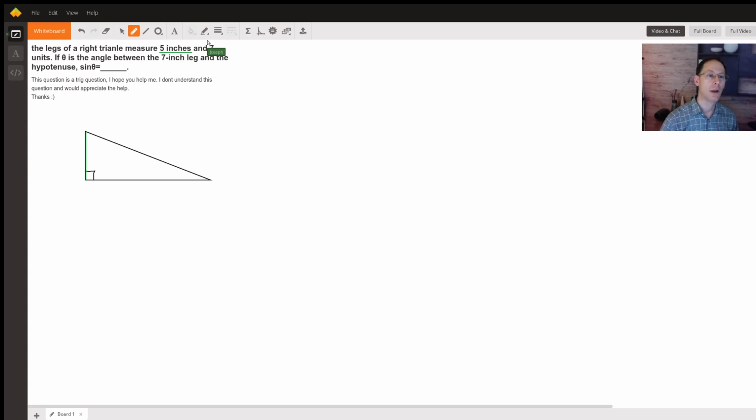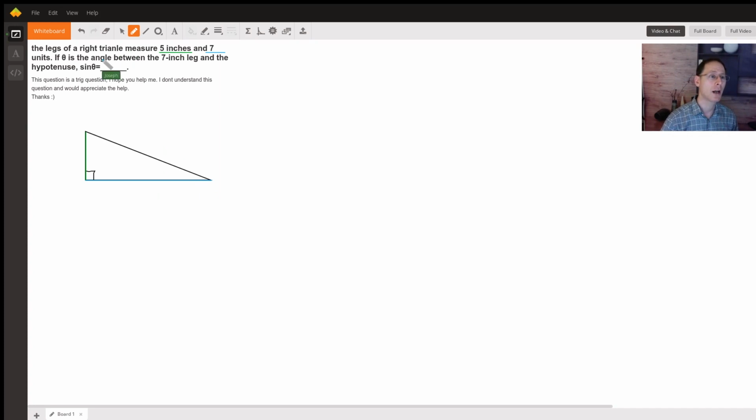And then I'll use blue, we're going to have a 7-inch side as well. There we go. So we've got a 7-inch leg as well. What they did not give us, and what we're going to need to calculate at some point, is the length of the hypotenuse, the side that I left black.